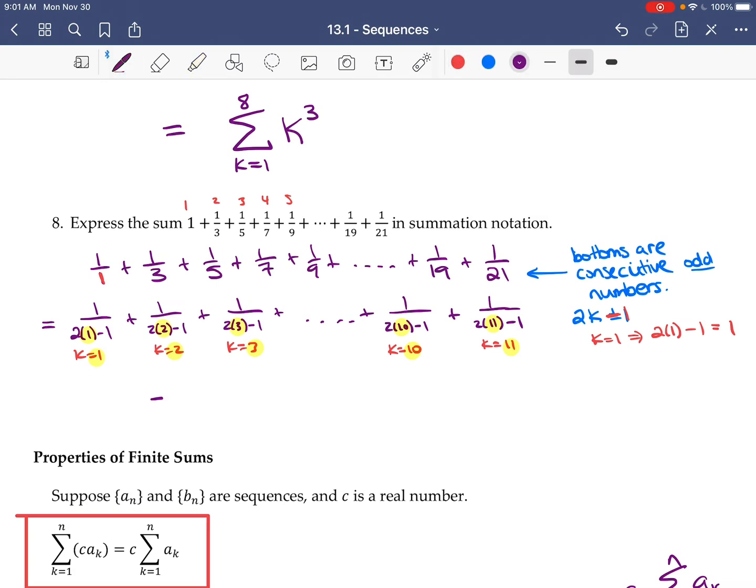Okay, so then I could write this using the summation notation. I start at k equals 1 and I go to 11, and I can write it as 1 over 2 times k minus 1. Now if you wanted to add 1 instead, you could just start at k equals 0. So this is the same.